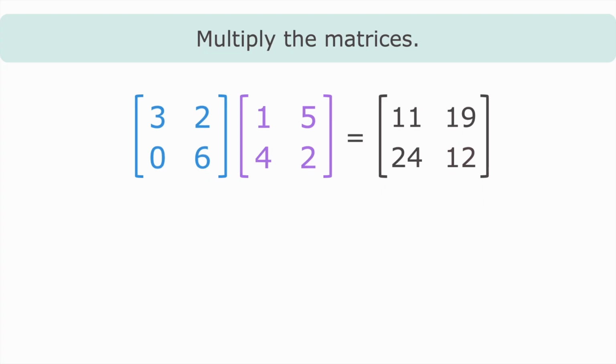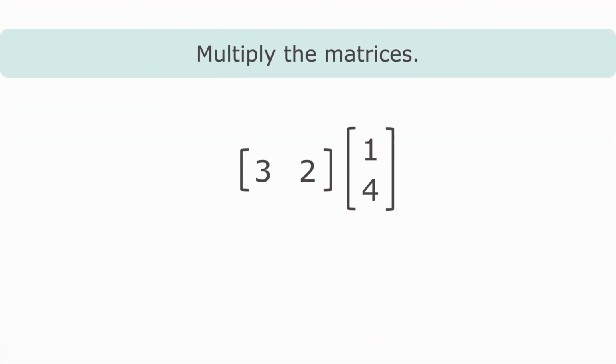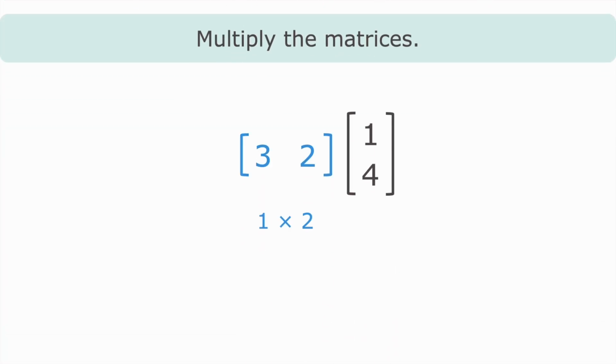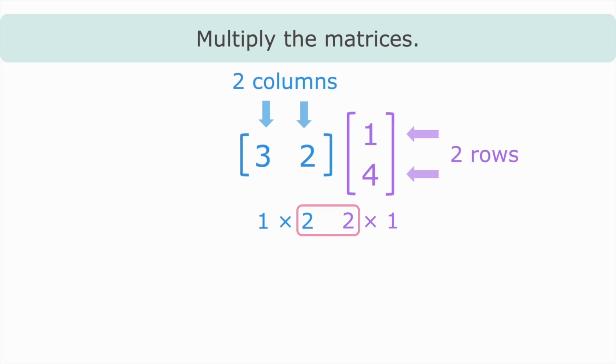Great work! Let's try another example. This time we have a 1 by 2 matrix times a 2 by 1 matrix. The middle numbers match, meaning the number of columns in our first matrix is the same as the number of rows in our second matrix. So these matrices can be multiplied.